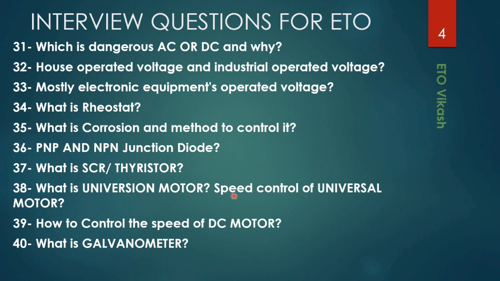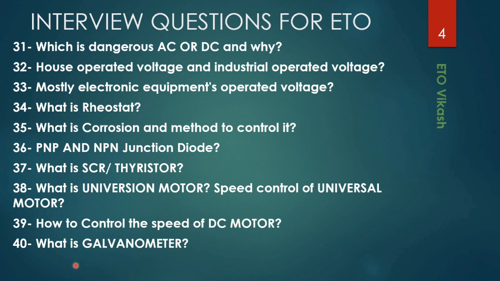And for speed control, you can see speed control of universal motor and DC motor also. You can search in Google and you will find the answer: you can control from the stator side as well as from the rotor side. The stator side you can control by resistance, by varying the voltage. So you see there.